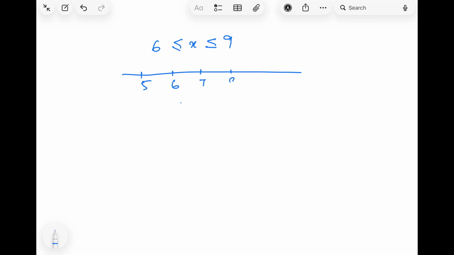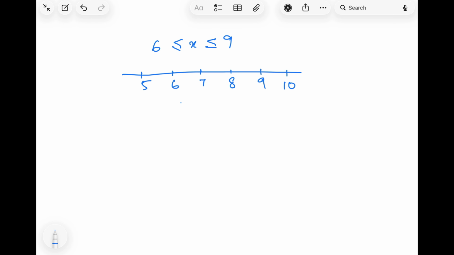So let's take up an example again. If a question is given in the form of an inequality, it is 6 less than or equal to x less than or equal to 9. How do we represent this on a number line? First, we draw a number line. We will not draw the entire number line, we will draw only a part of it. Now we number from 6 to 9, so I'll start with 5, 6, 7, 8, 9 and 10.